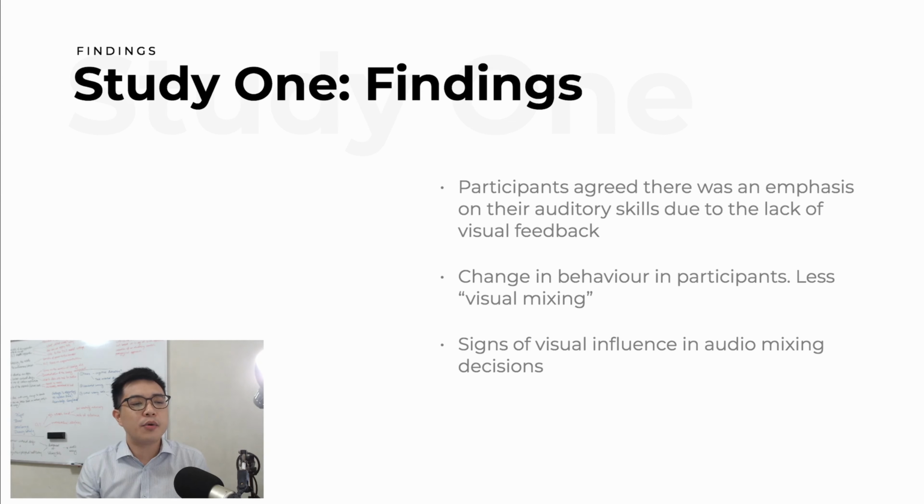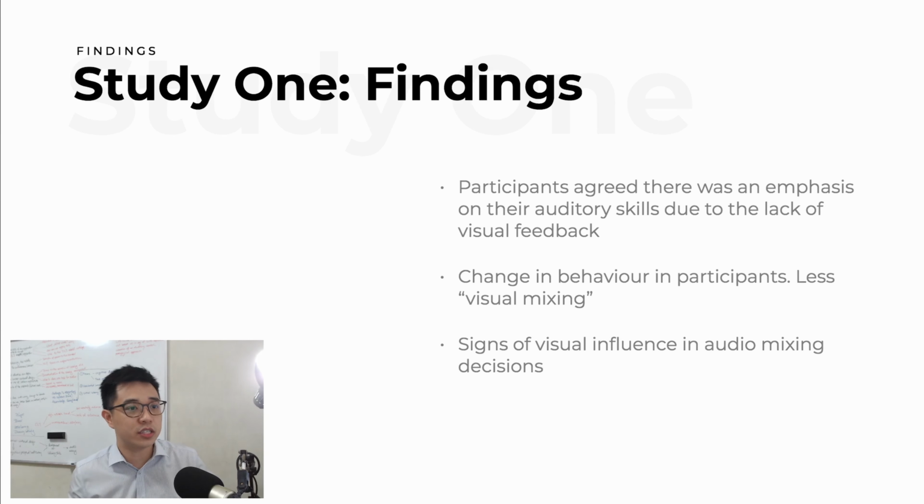All right. There was also a change in the behavior of the participants. There was less of what I call visual mixing, which means that some of them were looking at the dials and turning the dials to a very specific point visually. Some of them were actually turning the dials when the track had already stopped playing. The whole track stopped and they were still turning and lining things up. So it means that there was an influence of the visuals in that case. All right. So there were these signs of visual influence in the audio mixing decision.